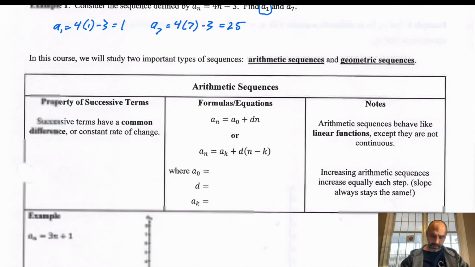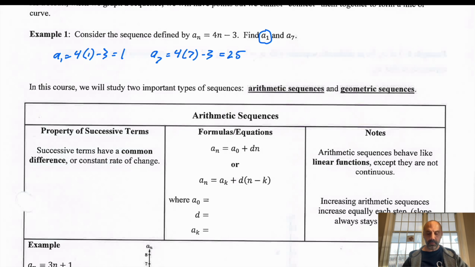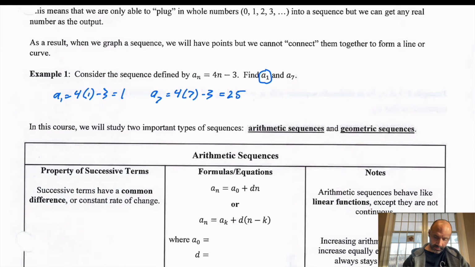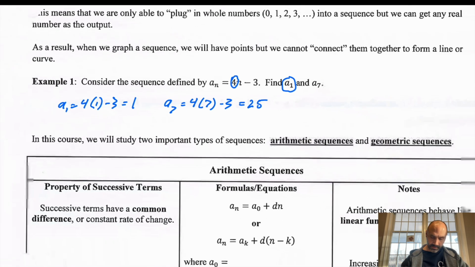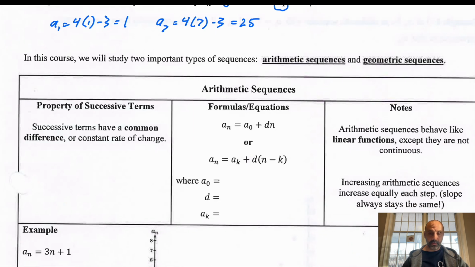Let's talk about some of the notation. Arithmetic sequences are different from geometric sequences. Arithmetic sequences work like lines, where there's a common difference between the terms. In our example, the 4 is the difference. The formula that's given to us is a sub n equals a naught plus dn. Here's the first formula. A naught would just be the original value. You can see what that value is if you put in 0.